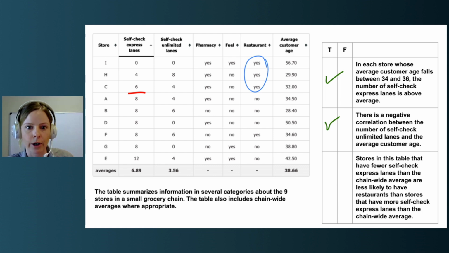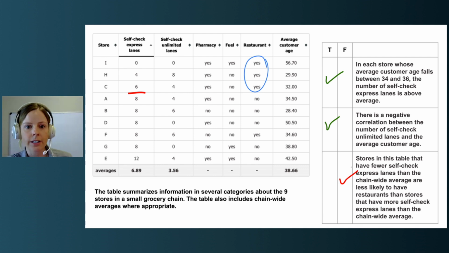Now, let's go back to the question itself and just double check with the language. This question says, the stores that have fewer self-check express lanes, so those first three, are less likely to have restaurants. But as we can see, no, they're way more likely to have restaurants, right? So because the exact opposite is the truth, then we can go ahead and say that the answer to this question is false.